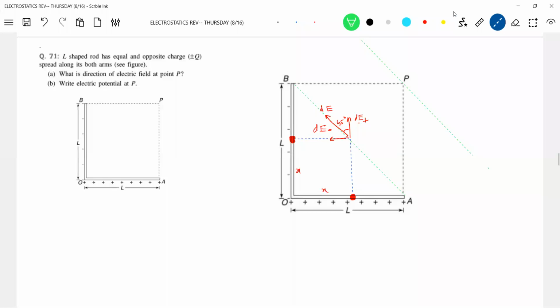Sir, this diagram is only true for x equal to L by 2. Please do think. The direction of forces will change, no, sir? They won't be exactly perpendicular. Okay, wait. What is the direction of electric field at point P?